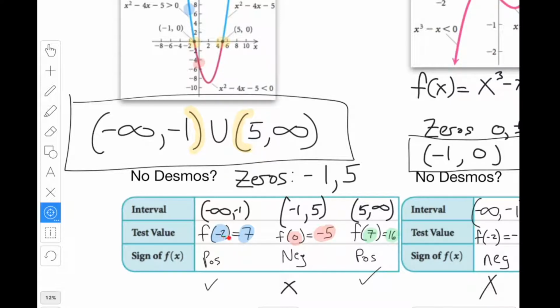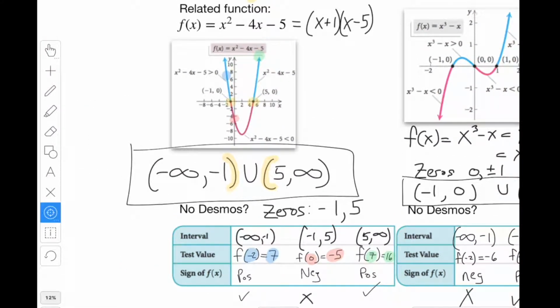And you have to take test points. Negative 2, comma 7, for example, shows up on the graph right here, and you can see that the y-value is positive. The sign of f of x is positive. The 0, comma negative 5 is right here. That produces a negative value for the function. And then 7, comma 16 produces a positive value. So the answer is going to be whenever the function is greater than 0, whenever these intervals are positive. So not the negative interval, but the two positives.